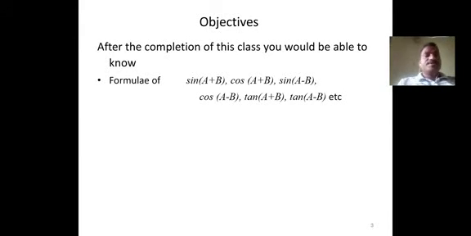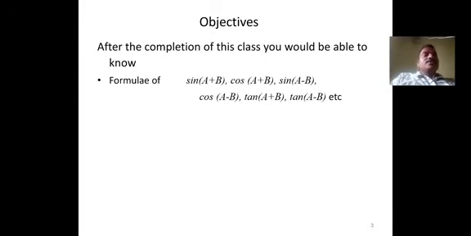Sine of A minus B is sine A cos B minus cos A sin B. Cos of A minus B is cos A cos B plus sine A sin B. Tan of A plus B is tan A plus tan B by 1 minus tan A tan B. Tan of A minus B is tan A minus tan B by 1 plus tan A tan B.